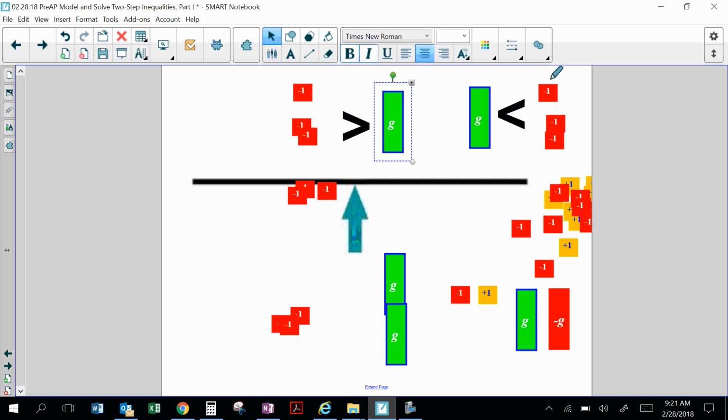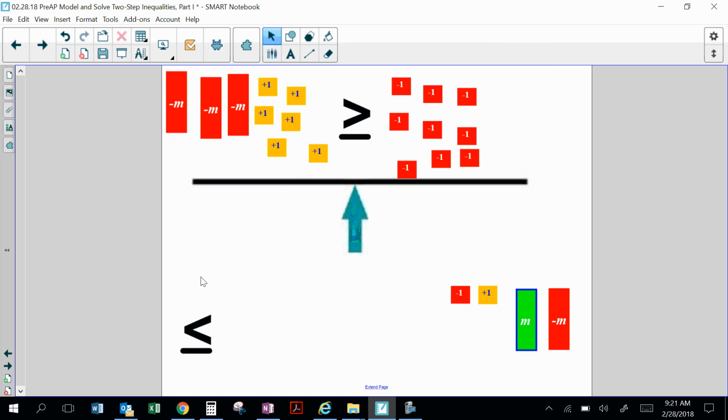Next one. Please clear off your table and take out the following pieces. Please take out -m, -m, -m. Please take out 6 positives. Please take out the greater than or equal to sign and take out, I believe that's -9. You may need to pause it so kids can figure out what each M will be.